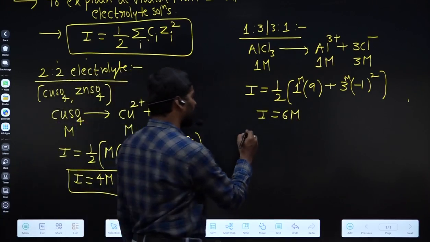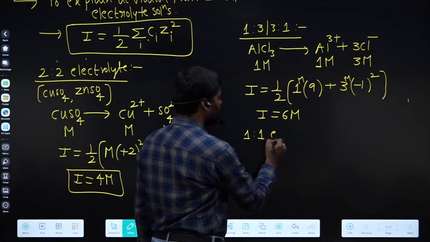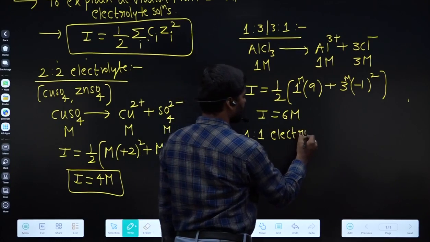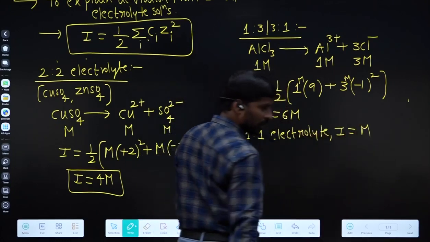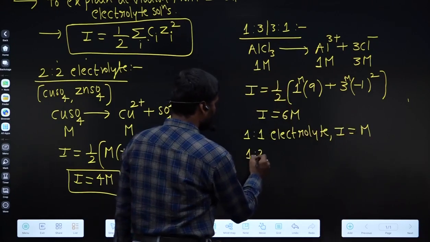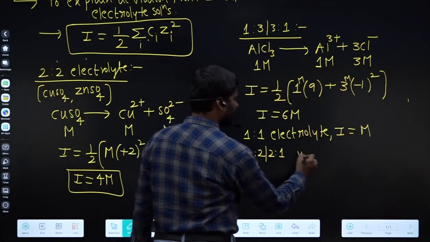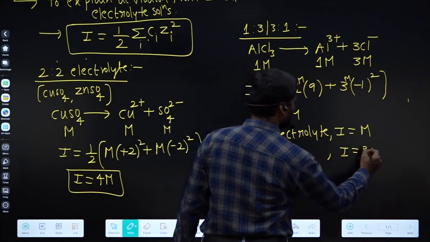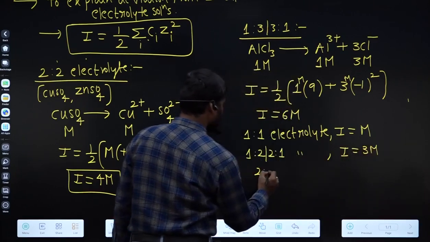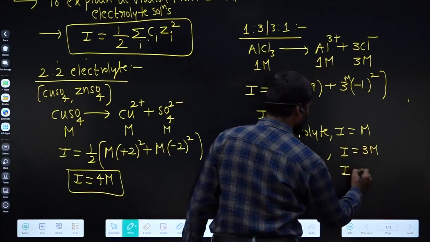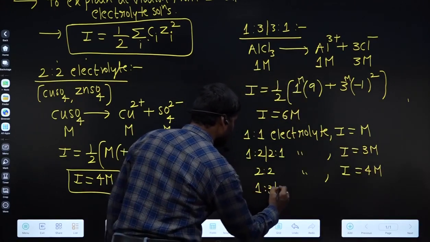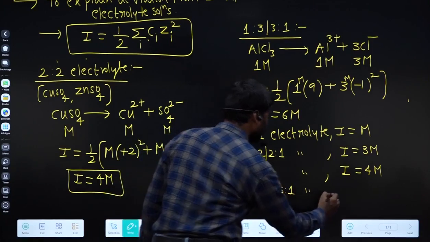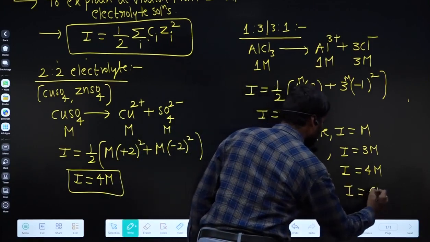Okay, so you remember these points. For 1:1 electrolyte, what is the relation between ionic strength and concentration? Both are the same. For 1:2 or 2:1 electrolyte, I is equal to 3m. For 2:2 electrolyte, I is equal to 4m. And for 1:3 or 3:1 electrolyte, I is equal to 6m.